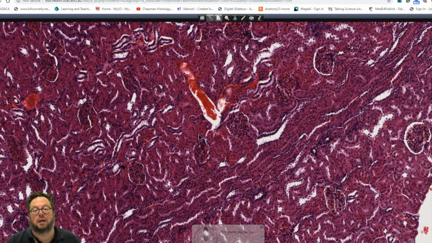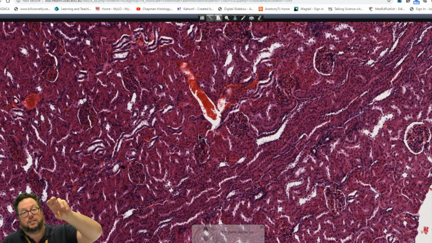So if we talk about the distribution of the nephron, we start off, of course, with our renal corpuscle, then that drains into the proximal convoluted tubule.